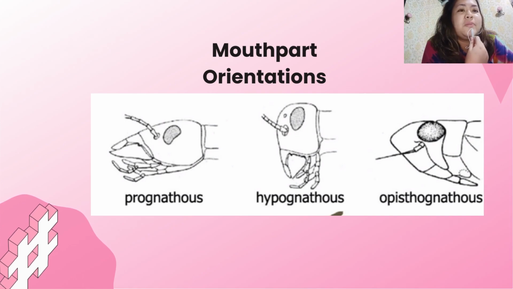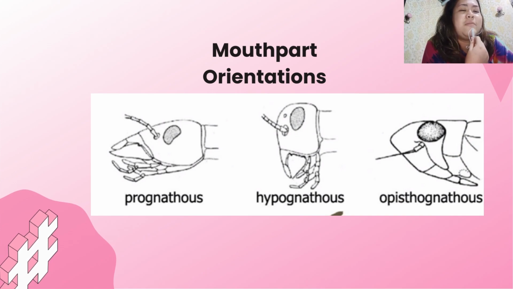The second one is the prognathous. The long axis of the head is horizontal and in line with the long axis of the insect's body. The mouth parts are directed forward. The last one is the opisthognathous. The head is reflexed ventrally so that the mouth parts are directed backwards between the coxae of the front legs. One example is the red cotton bug.